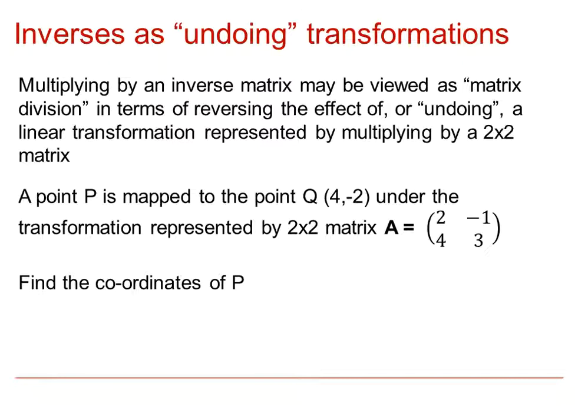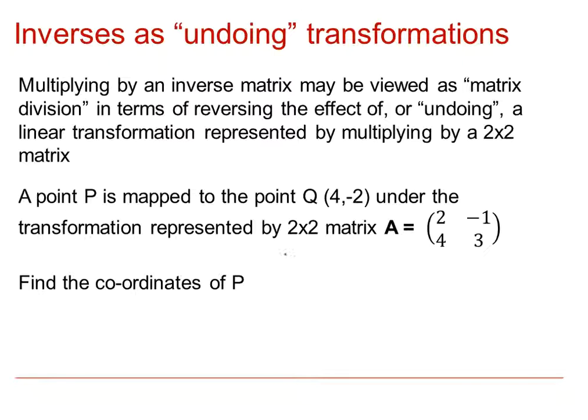Multiplying by an inverse matrix may be viewed as matrix division, in the sense that we are looking for a matrix which is reversing the effect, or undoing the transformation, produced by multiplying by the original 2 by 2 matrix. For example, a point P is mapped to the given point Q under the transformation represented by the given A. Can we find the coordinates of P?